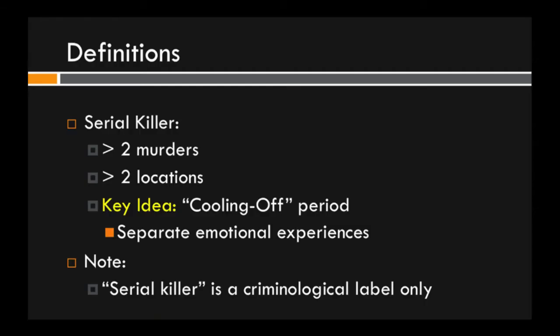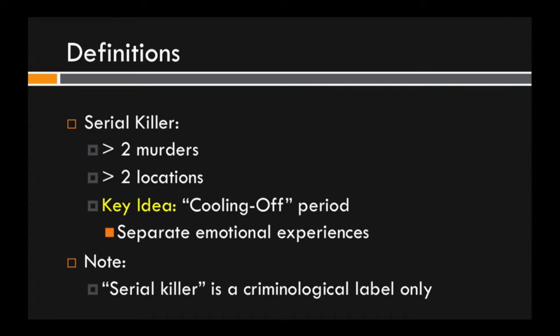This is another key controversy in the research field right now, the definition of serial killer. What I'm presenting to you here is, I wouldn't say the average, but the general expert consensus that people have. So what is a serial killer? This is an individual who has killed 3 or more people, generally in 3 or more locations.